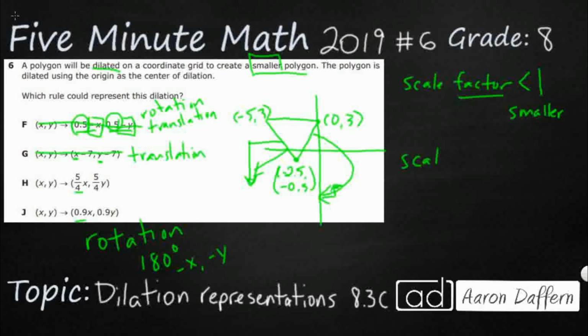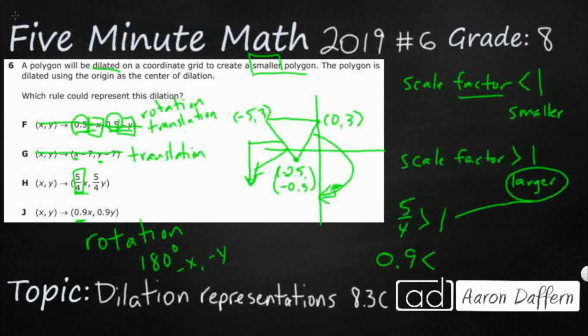If your scale factor is greater than 1, it's 5, it's 2, it's 3.5, then it becomes larger. And that makes sense. When you multiply a number by a number that's greater than 1, it becomes larger. If you multiply a number by a number that's smaller than 1, it becomes smaller. Multiplying something by half makes it half as big. So all we need to do is evaluate our two factors. So 5/4 is greater than 1, which means it's going to become larger. 0.9 is just barely, but it's less than 1, which means it's going to be smaller, and that's the one we're looking for. So our answer here is J.